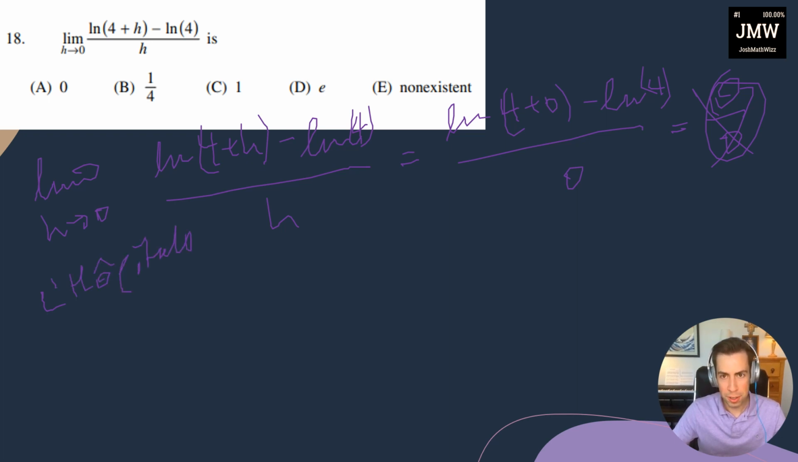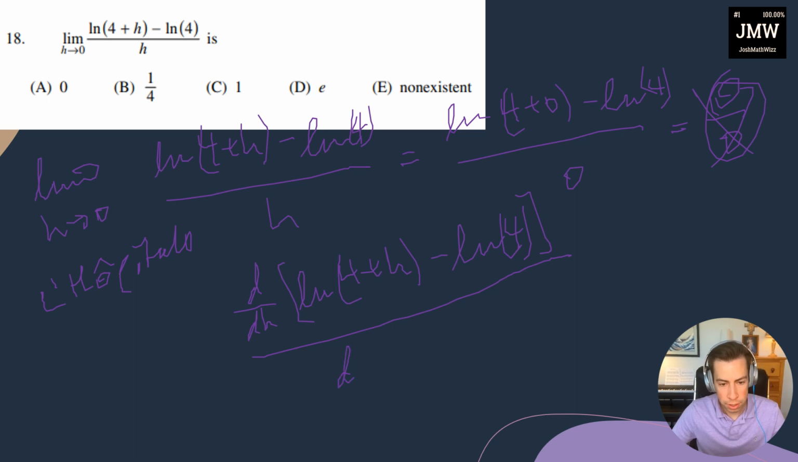Sometimes people write it as L'Hospital's, and I'm probably butchering the pronunciation, but that's okay. So what I'm going to do is take the derivative of the top and the bottom with respect to h, because h is technically our variable here. So I'm going to have natural log of 4 plus h minus natural log of 4, and then I will divide all this by the derivative of h with respect to h.